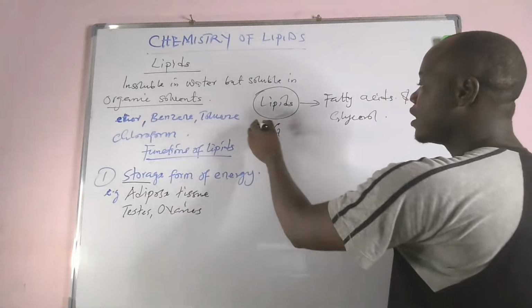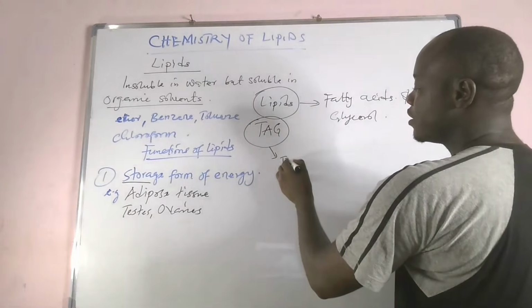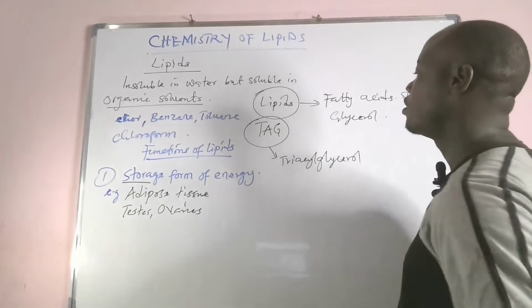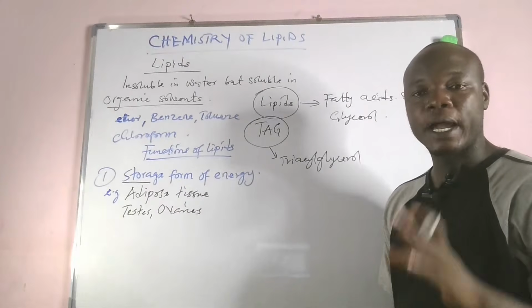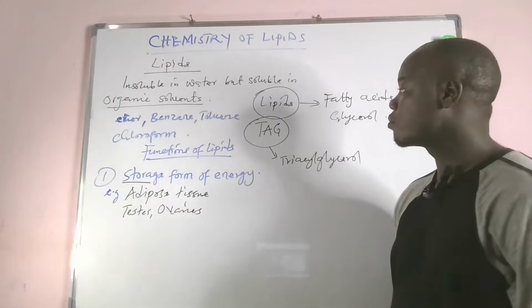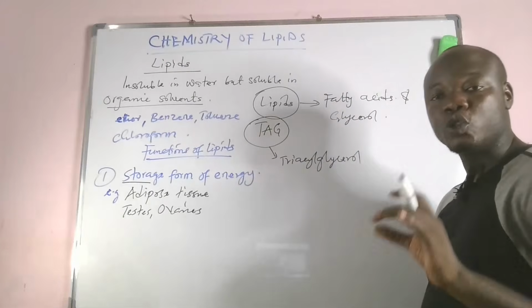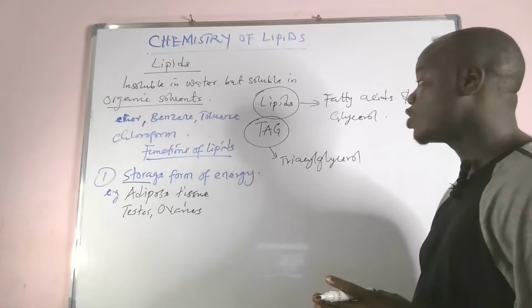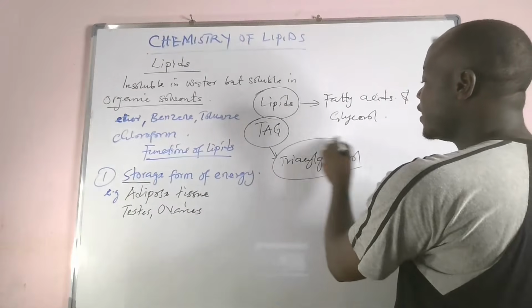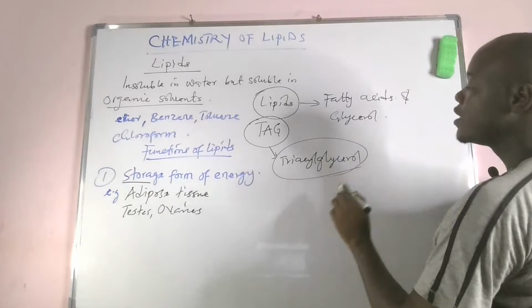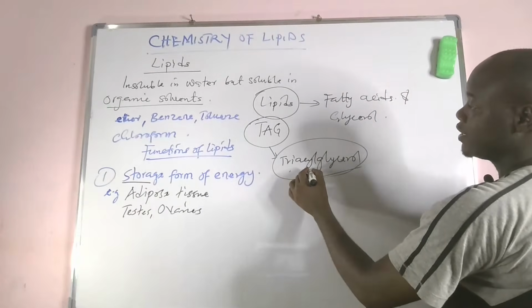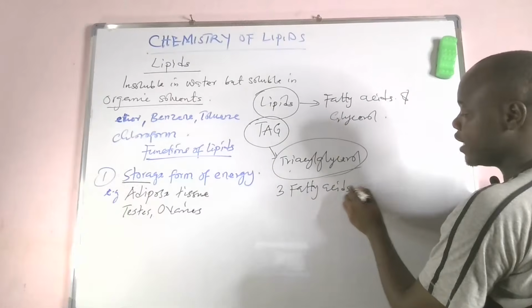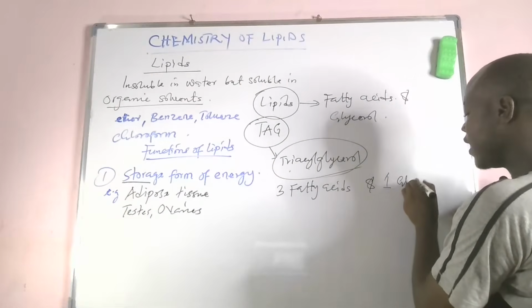What is TAG? TAG is triacylglycerol. So that is the major storage lipid that is found in our body. We call it triacylglycerol. This triacylglycerol means that in the TAG there are three fatty acids and one glycerol.